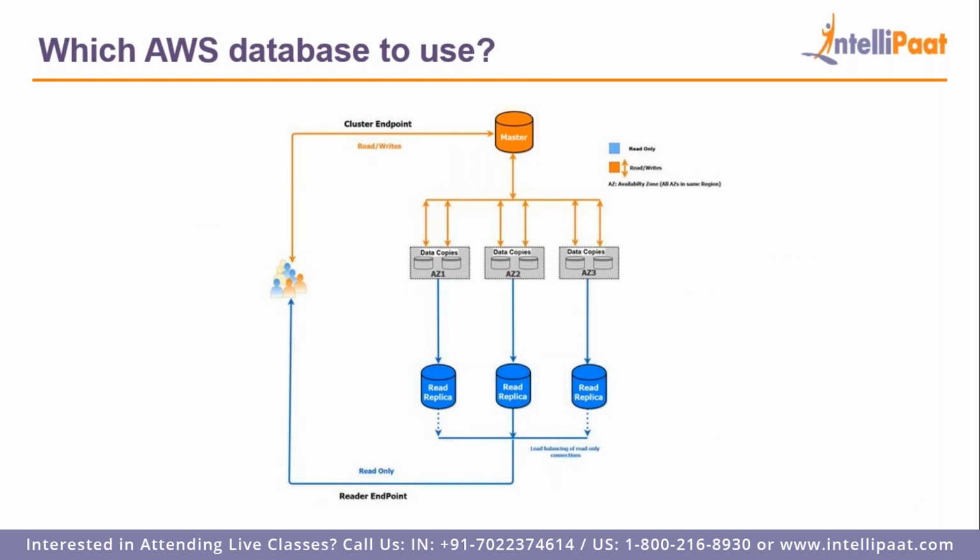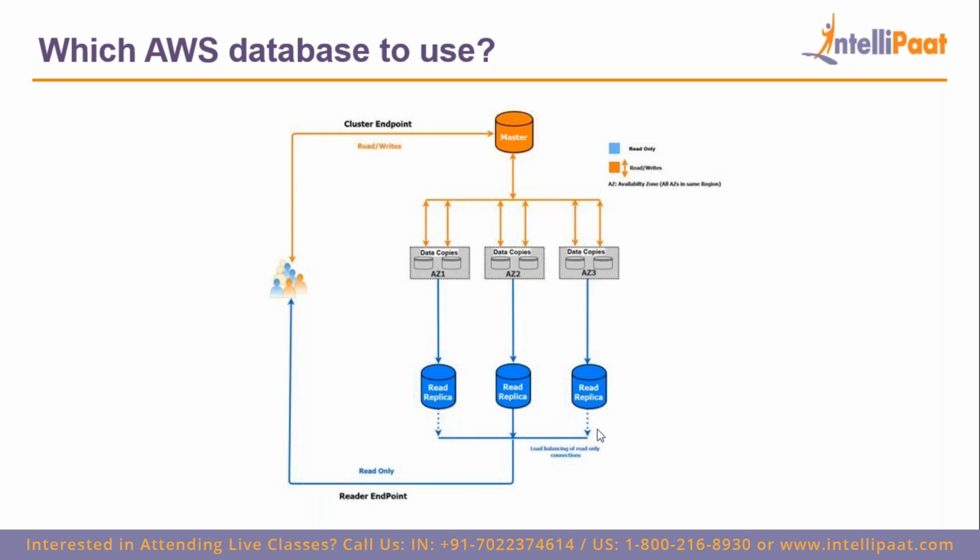So as I told you, now let us look at the structure of it. This is the master, the only primary database instance, and these are the data copies, in 3 different availability zones, and these are the read replicas in these availability zones. So this is one Aurora replica, this is one, and this is one. And for the master, you have one cluster endpoint.